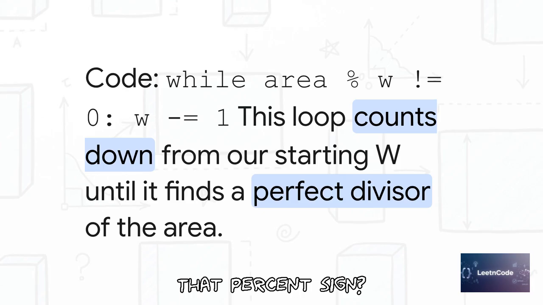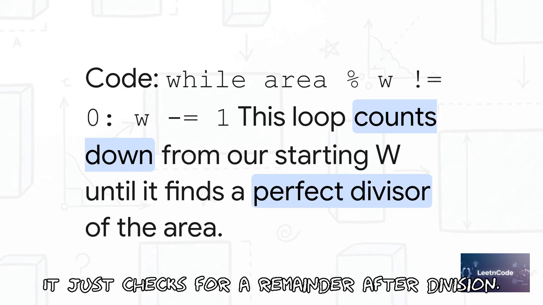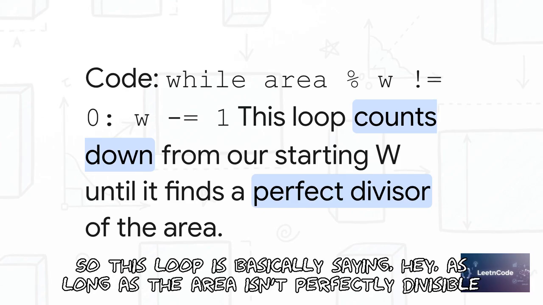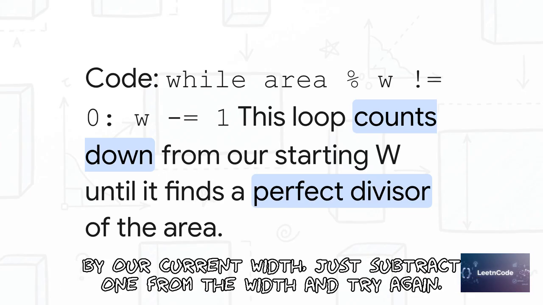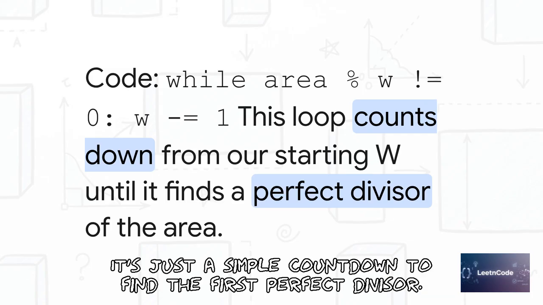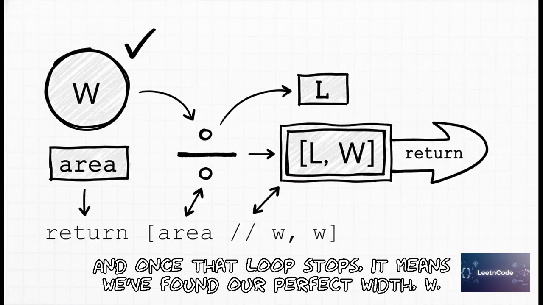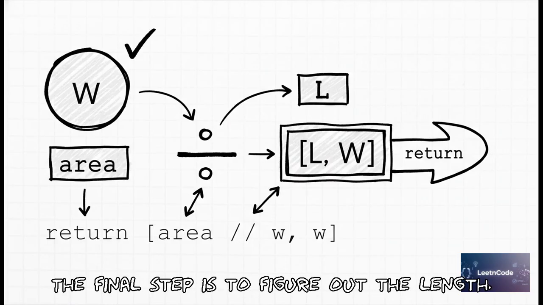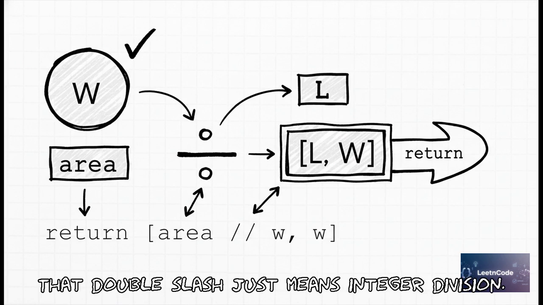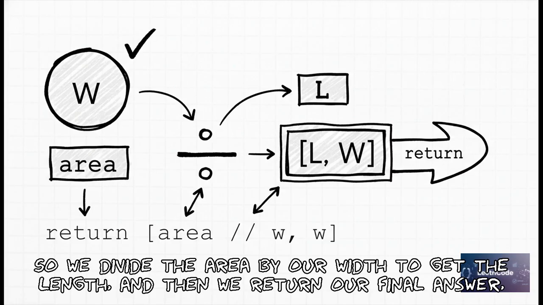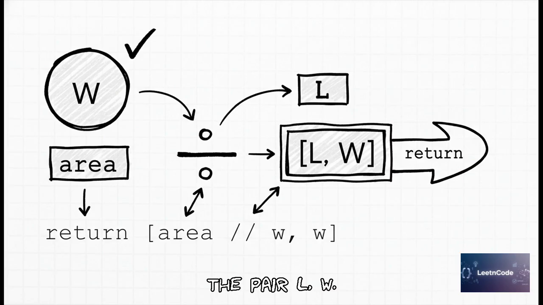Now for the search itself, this while loop is unbelievably efficient. That % sign, that's the modulo operator. It just checks for a remainder after division. So this loop is basically saying, as long as the area isn't perfectly divisible by our current width, just subtract 1 from the width and try again. It's just a simple countdown to find the first perfect divisor. And once that loop stops, it means we found our perfect width, W. The final step is to figure out the length. That double slash just means integer division. So we divide the area by our width to get the length, and then we return our final answer, the pair (L, W). And that's it.